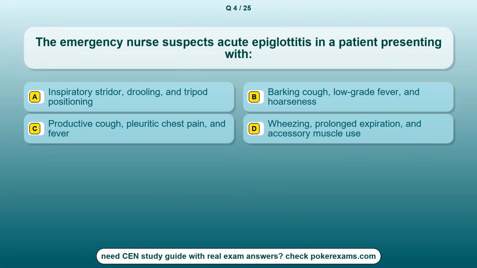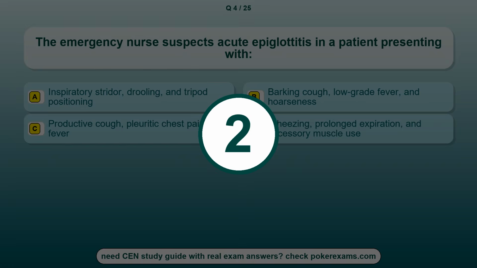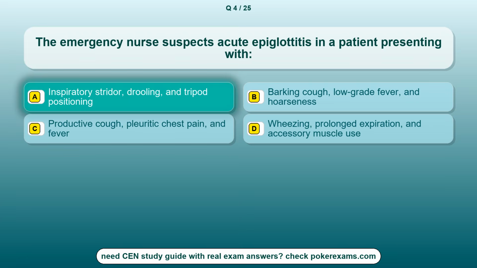Question 4. The emergency nurse suspects acute epiglottitis in a patient presenting with option A. Inspiratory stridor, drooling, and tripod positioning. Option B. Barking cough, low-grade fever, and hoarseness. Option C. Productive cough, pleuritic chest pain, and fever. Option D. Wheezing, prolonged expiration, and accessory muscle use. The correct answer is option A. Inspiratory stridor, drooling, and tripod positioning.